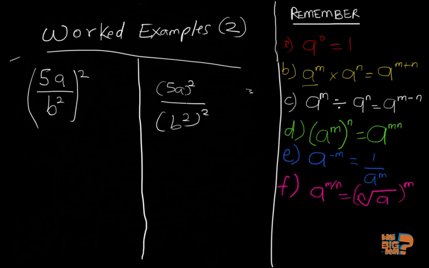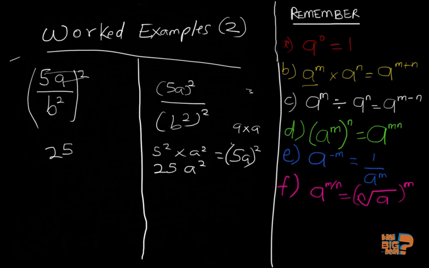So how do we go about this? (5a) squared means 5 squared times a squared. That's what you mean by (5a) squared. Okay, so what is 5 squared? 5 squared is 25. What is a squared? A squared is a times a, and is also what? A squared. So there you have it. If you square 5, and you square a, your numerator becomes 25a squared. Simple. Divided by b squared, then square.